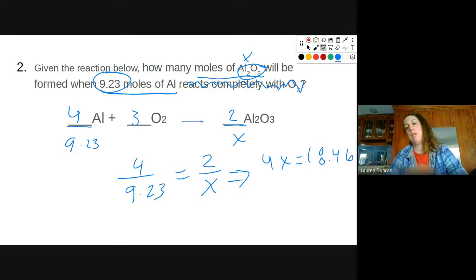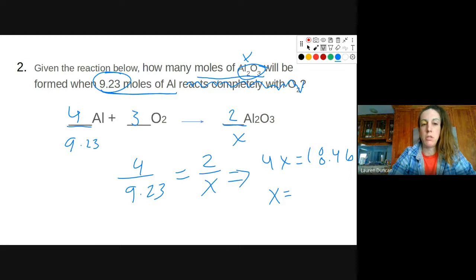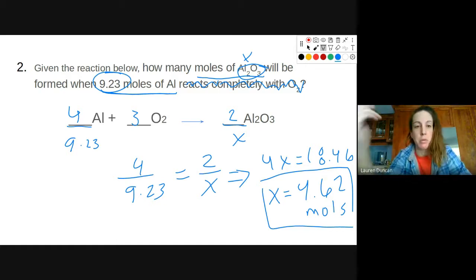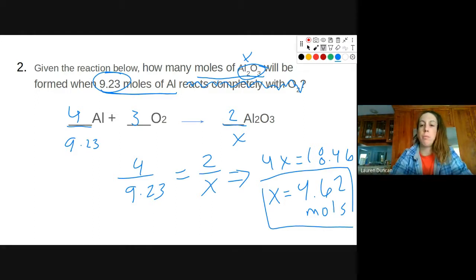And basically I need to divide by 4, which I should just do in my head, but all right. It's all rounded to the hundredths, so we'll go with 4.62 moles, which makes sense because the ratio is 2 to 1. I would make half as many moles of aluminum oxide as the moles of aluminum that I'm using. But that's the numeric proof that I would produce 4.62 moles of the aluminum oxide if I used 9.23 moles of aluminum.